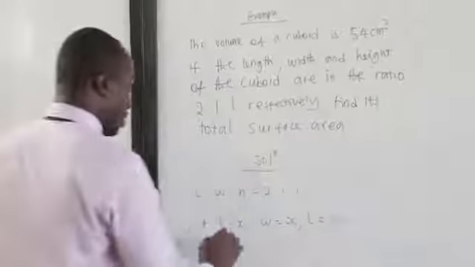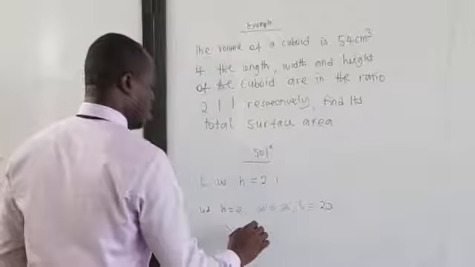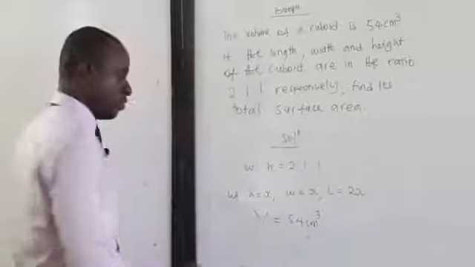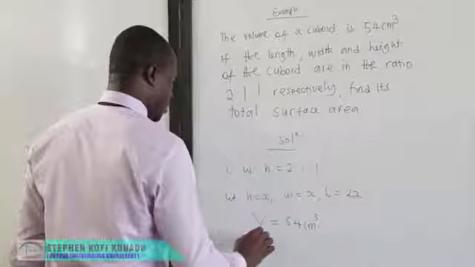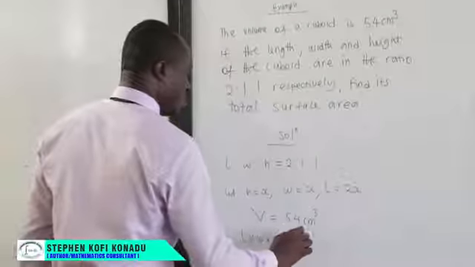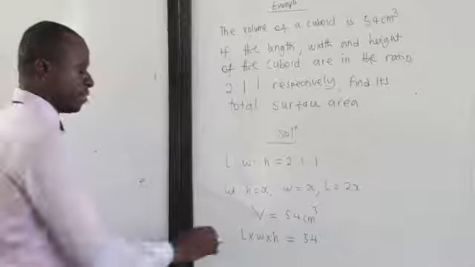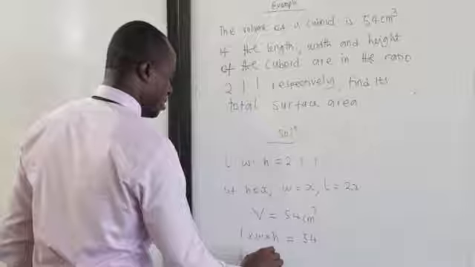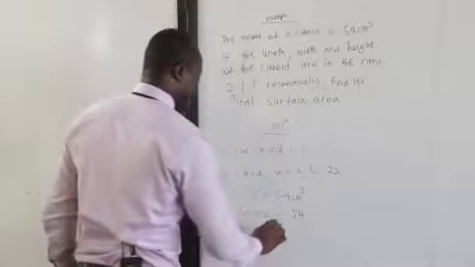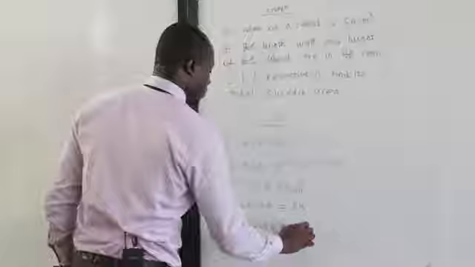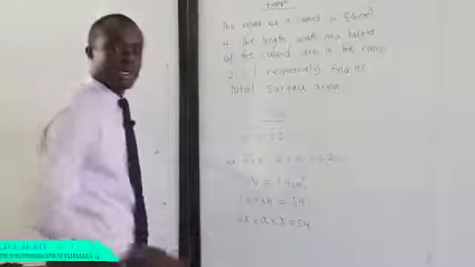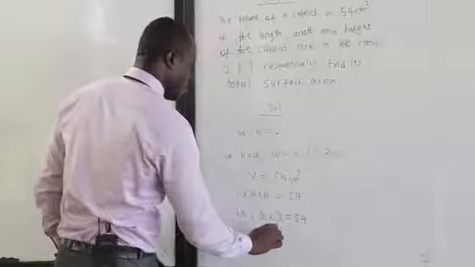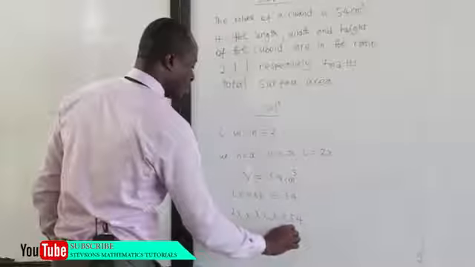And then the length too will be 2x. Now we've been given the volume to be 54 centimeter cube. Now how do you find volume? That is L times W times H, and this is equal to 54. Now what is our L? That is 2x. What is our W? That is x. What is our height? That is x. And this is equal to 54. Now 2x times x, that is 2x squared times x, that is 2x to the power 3 equal to 54.